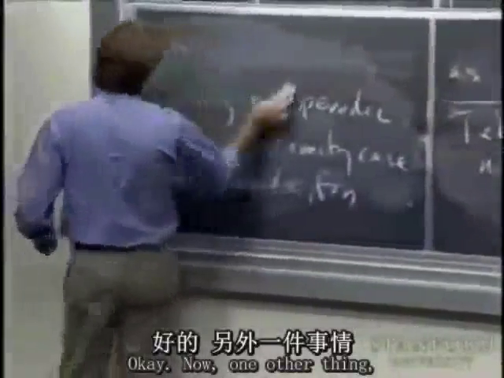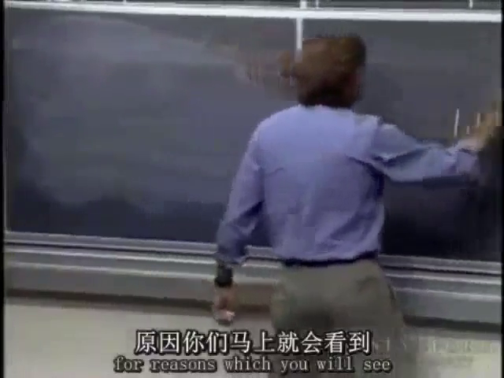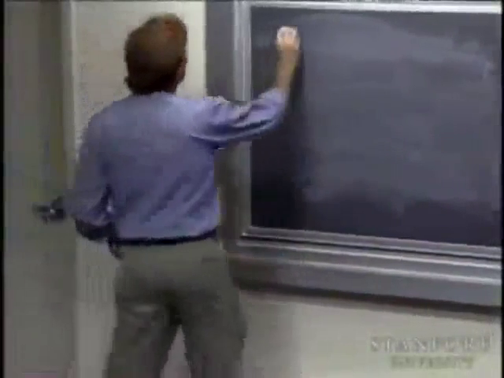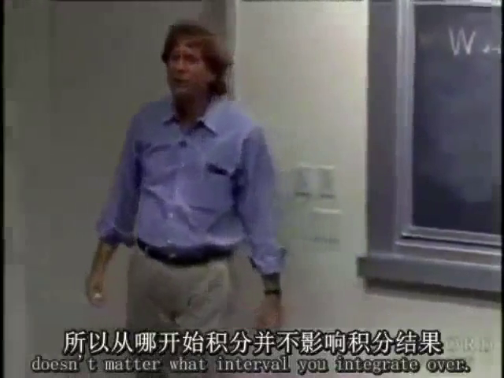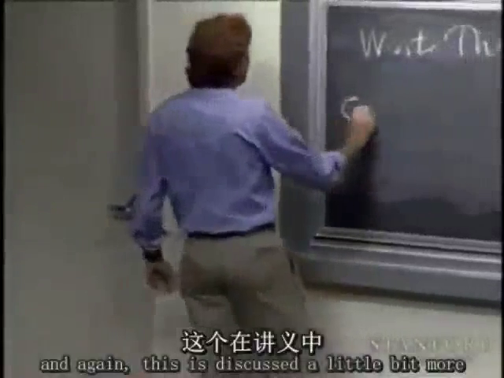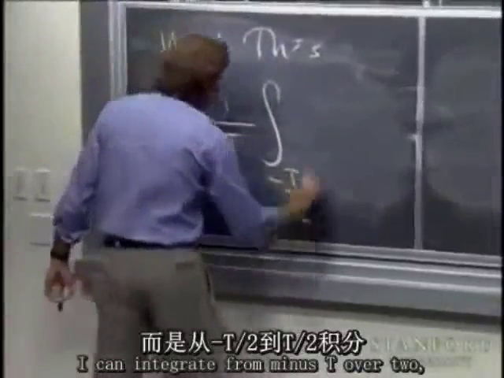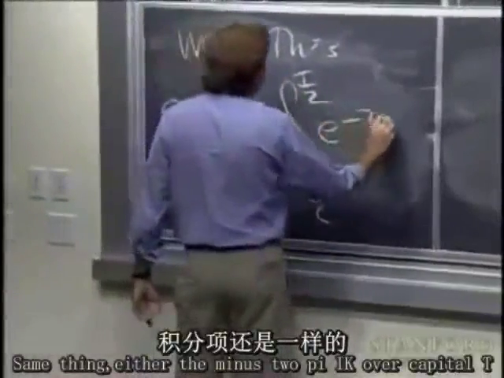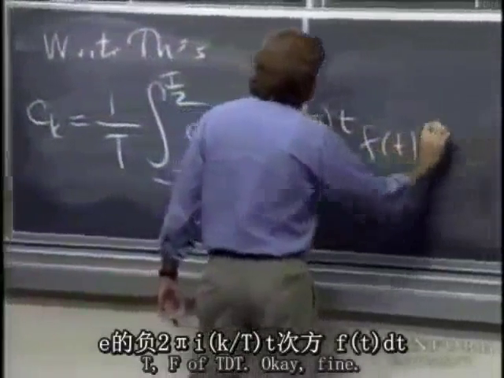Okay, now one other thing. I want to write this a little bit differently again for reasons which you will see in a moment, because I have in mind taking a limit here as capital T tends to infinity. The function is periodic of period T. Doesn't matter what interval you integrate over. If I know the function on an interval of length T, I know it everywhere. So I can also write the formula, and again, this is discussed in a little bit more detail in the notes, instead of integrating from 0 to T, integrating from minus T over 2 to T over 2, a symmetric interval from negative to positive. Same thing: e to the minus 2 pi i k t over T, f of t, dt.